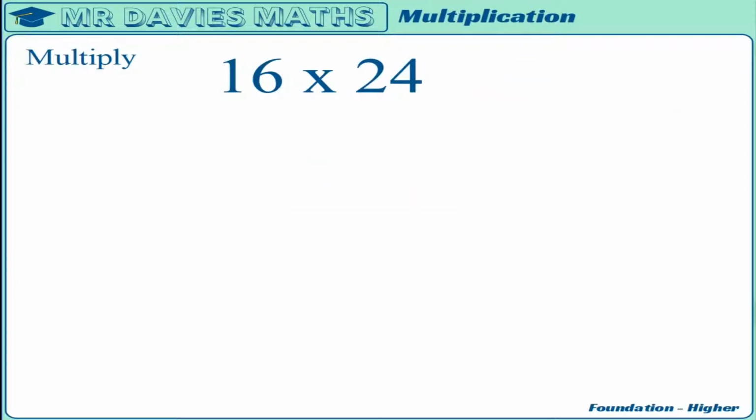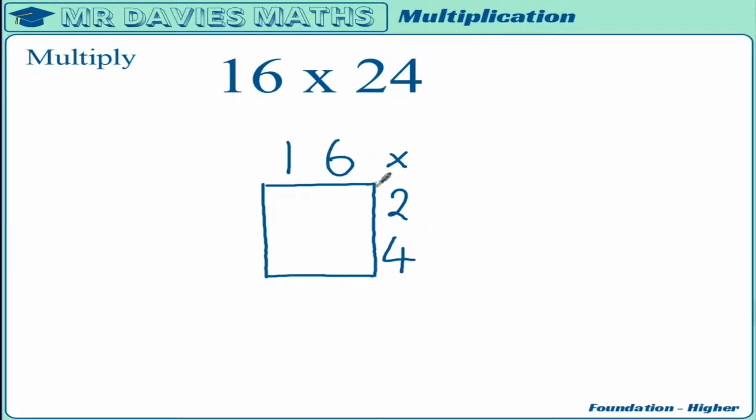Let's try another one. So I've got 16 multiplied by 24. So my first number is going to be 16 times by 24. Again, I've got my horizontal number and I've got my vertical number in line with the times sign. So draw a grid. Here comes my grid again. Now, the neater these are, the easier it is. So I'd recommend try and draw this as neat as possible.